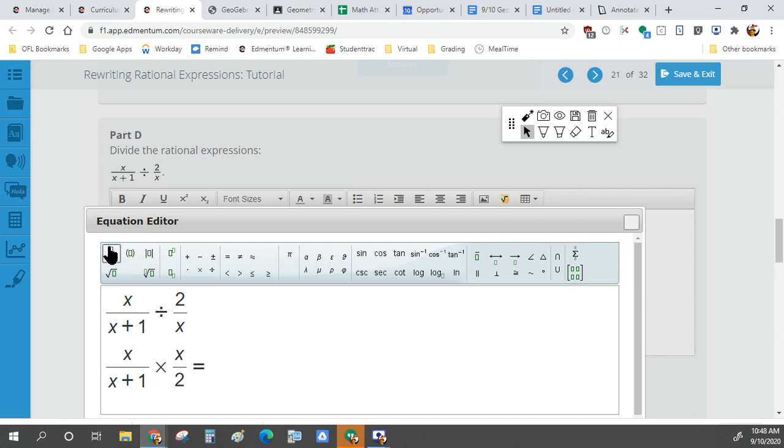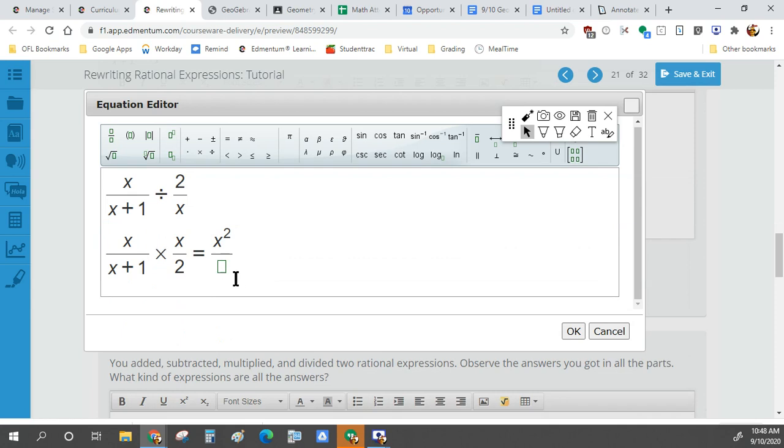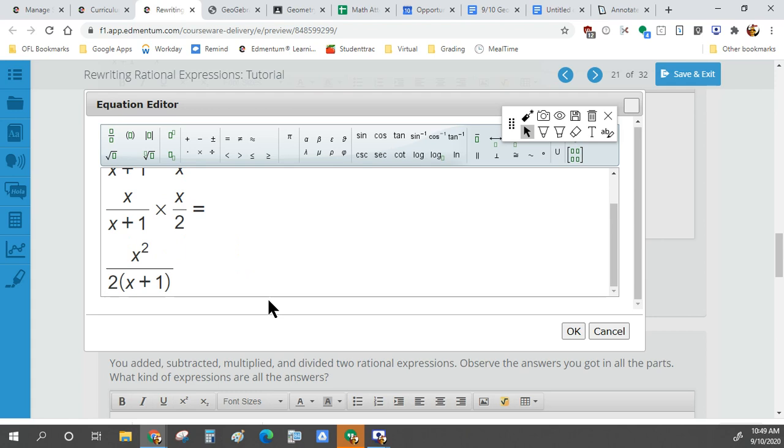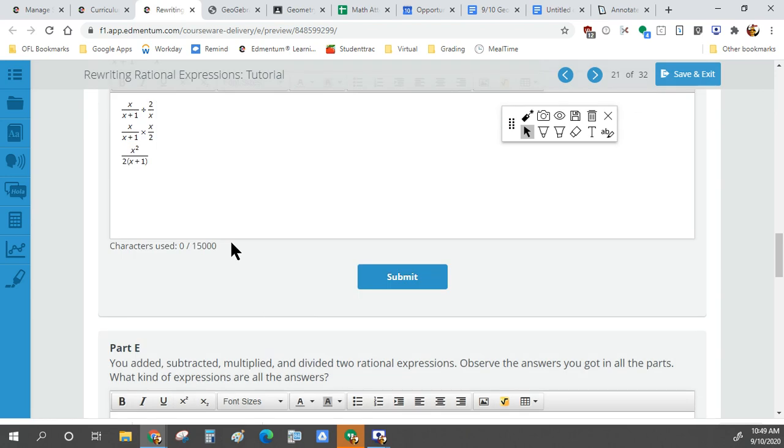So I have x times x. Well, x times x is x squared, right? And then I'm going to have this 2 times x plus 1. This is already in factored form, basically. So this is fine. You can distribute it if you want, but that's kind of what I want for my answer. So my answer is this right here. And I'm going to click OK.